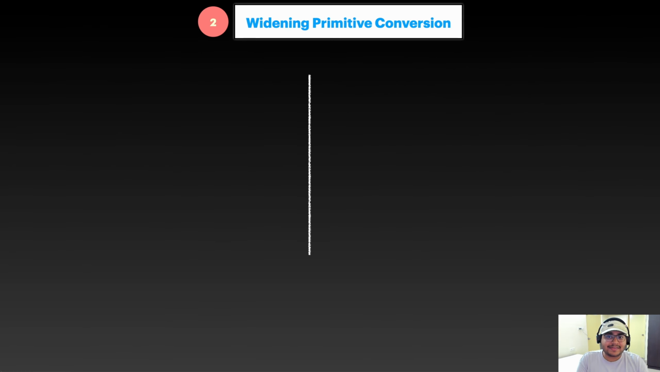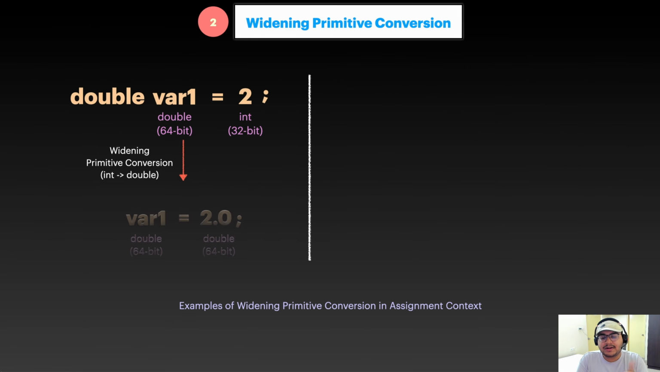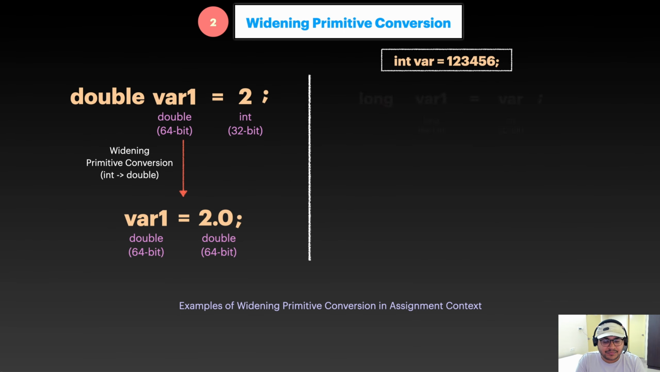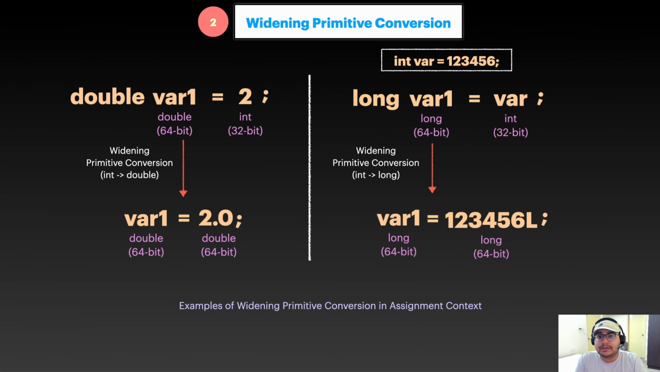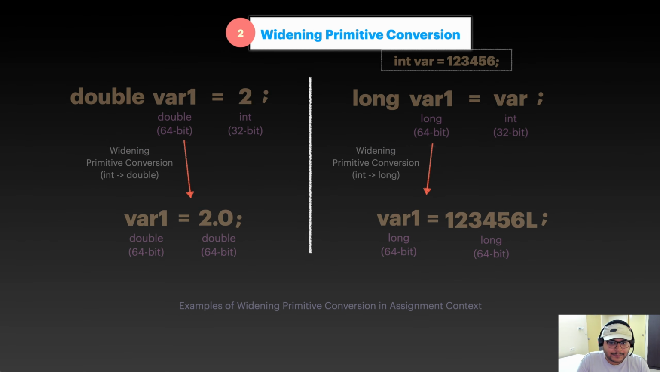When you assign the int literal 2 to a double variable var1, it undergoes widening primitive conversion from int to double data type, becoming 2.0 and then getting stored in var1. Similarly, if an int variable var storing 1 to 3.56 is assigned to a long variable var1, it undergoes widening primitive conversion from int to the long data type based on the rules of the assignment context. These are just two examples out of all the 19 possible widening primitive conversions in Java, but that is just for the sake of understanding.